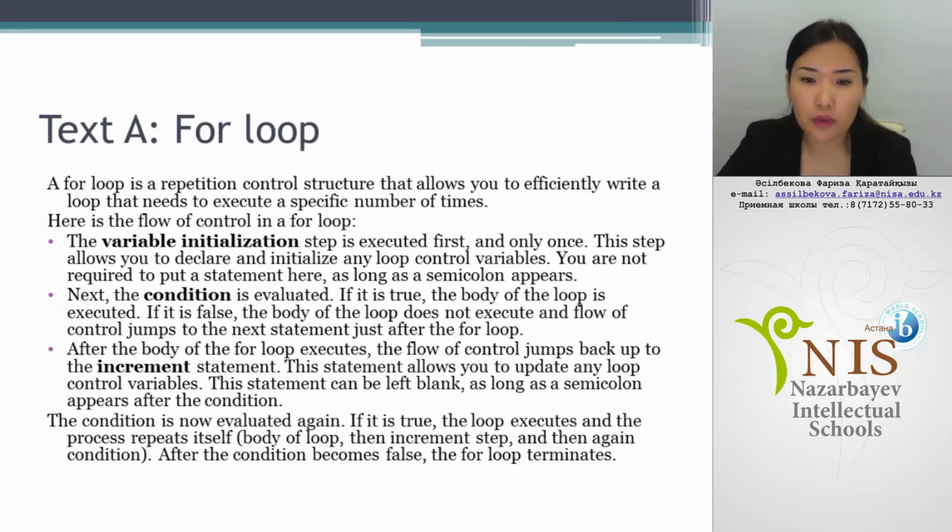The first text is about the for loop. A for loop is a repetition control structure that allows you to efficiently write a loop that needs to execute a specific number of times. Here's the flow of control in a for loop. The variable initialization step is executed first and only once. This step allows you to declare and initialize any loop control variables. You are not required to put a statement here as long as a semicolon appears.